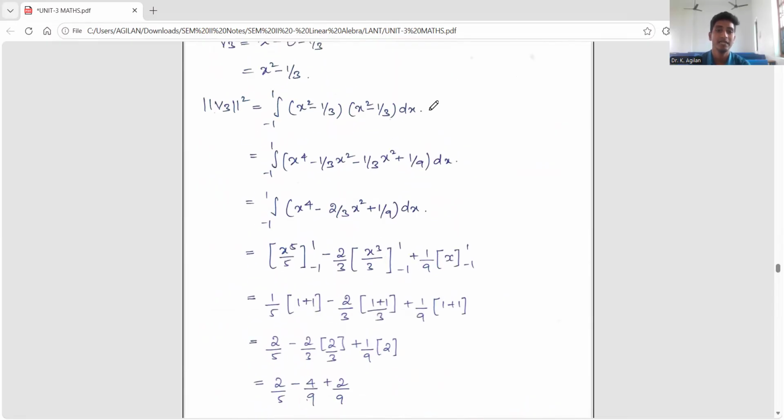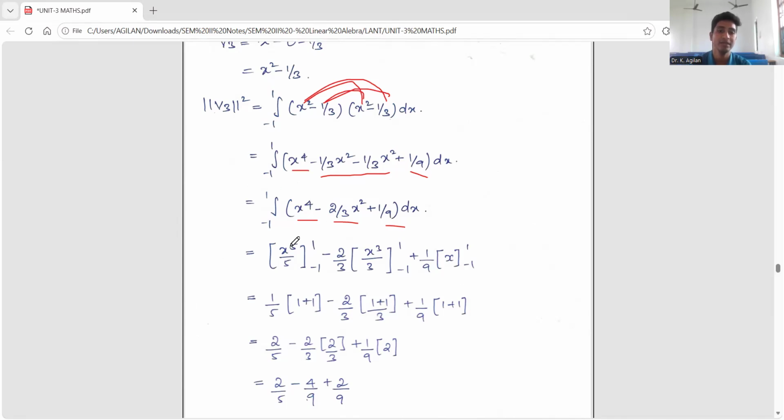So simply multiply the corresponding terms: x power 4, x square into minus x square into 1 by 3, minus x square into 1 by 3, plus 1 by 9. So x power 4 minus 2 into 2 by 3 into x square plus 1 by 9. So each term should be integrated in separated form.